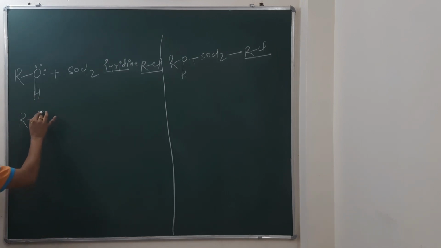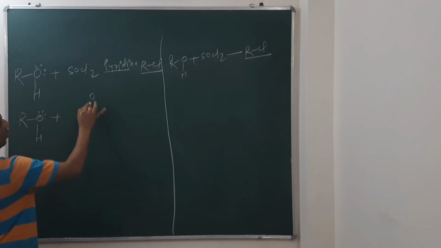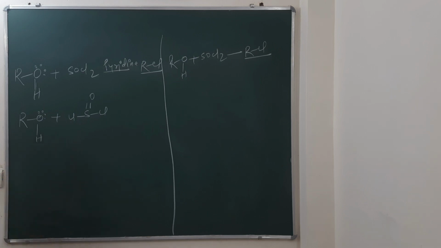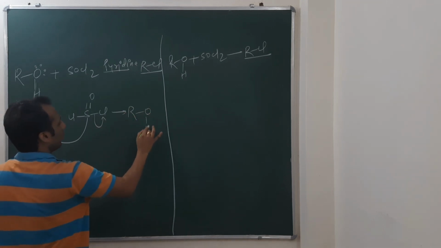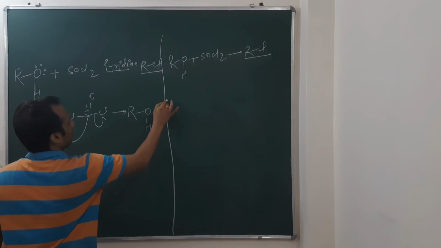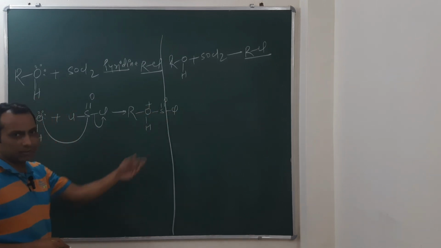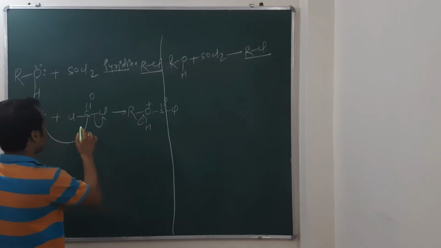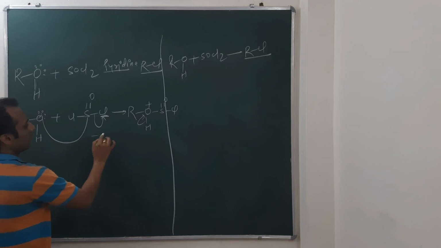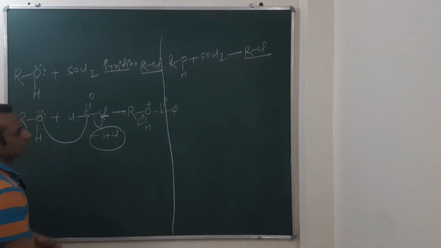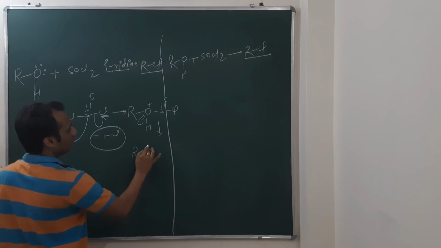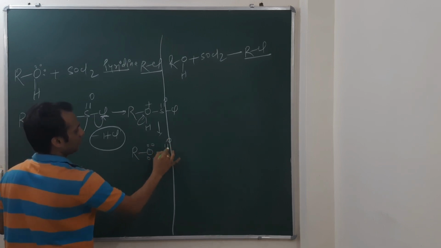ROH is there, and SOCl2, S double bond O, Cl and Cl. As you know, sulfur contains a vacant orbital, so oxygen will attack here. Chlorine will leave as usual because it is a better leaving group. So it forms RO-S double bond O-Cl, since oxygen has given its electrons, and chlorine and H form HCl, which is removed. So what happened here: RO, S double bond O, Cl.